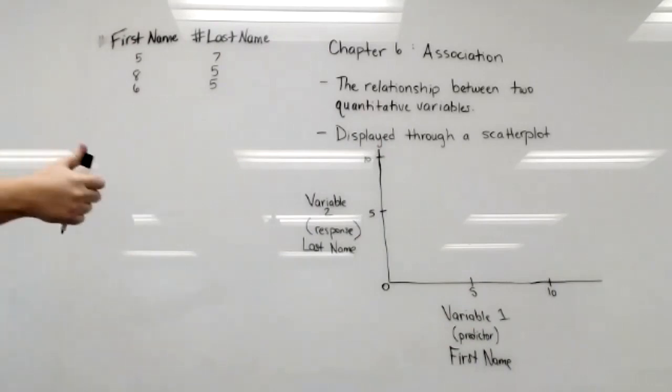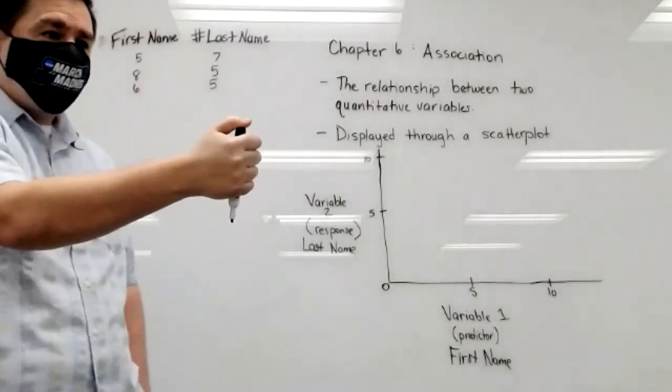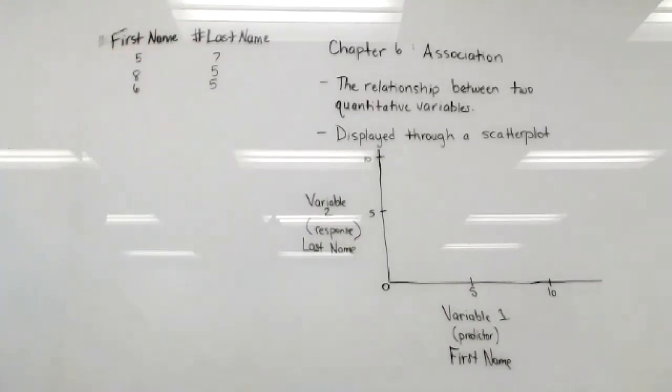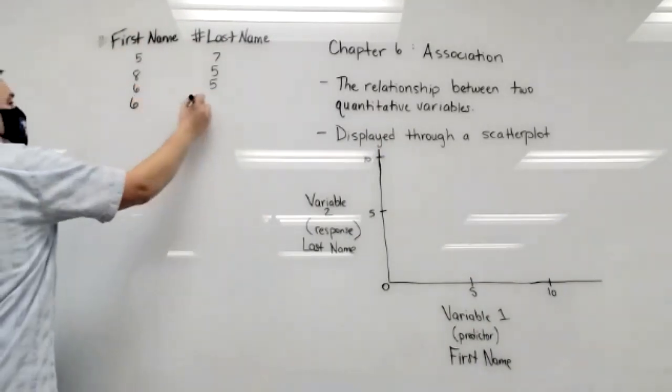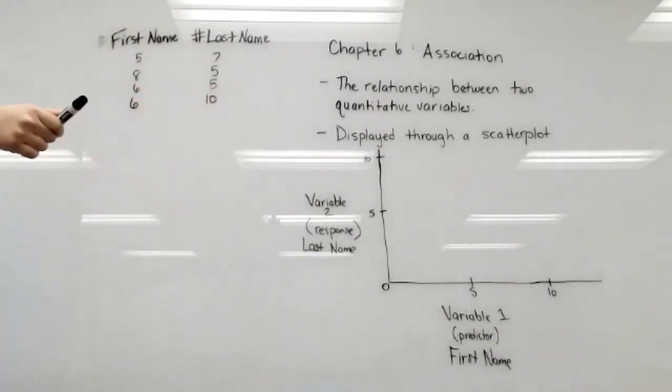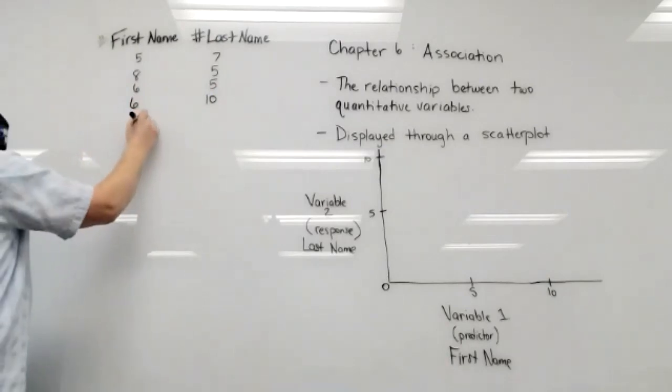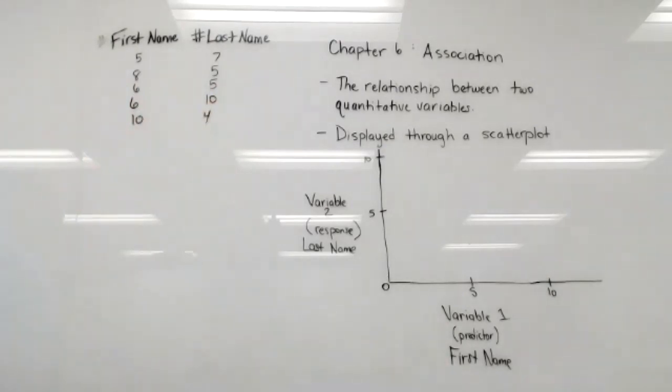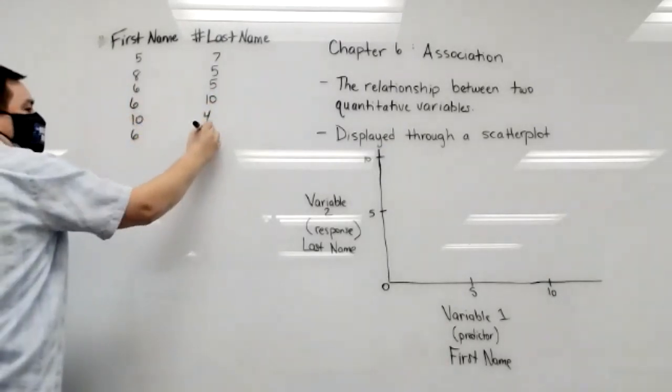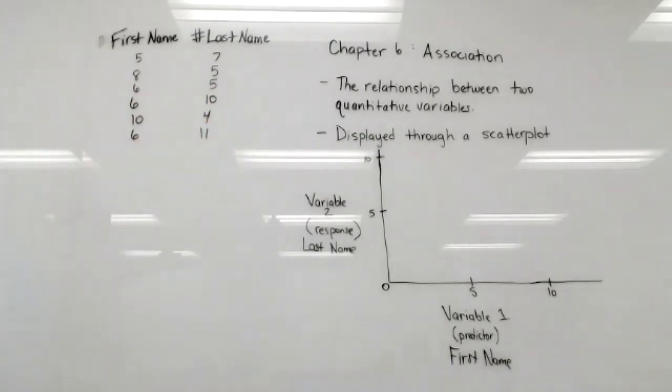Just give me 2 numbers first: the number of letters in your first name first, the number of letters in your last name second, and then we'll fill out the scatter plot. So we'll start here. 6 and 10. All right, and we'll go here. 10 and 4. And over here. 6 and 11. So you had to throw that 11 at me.